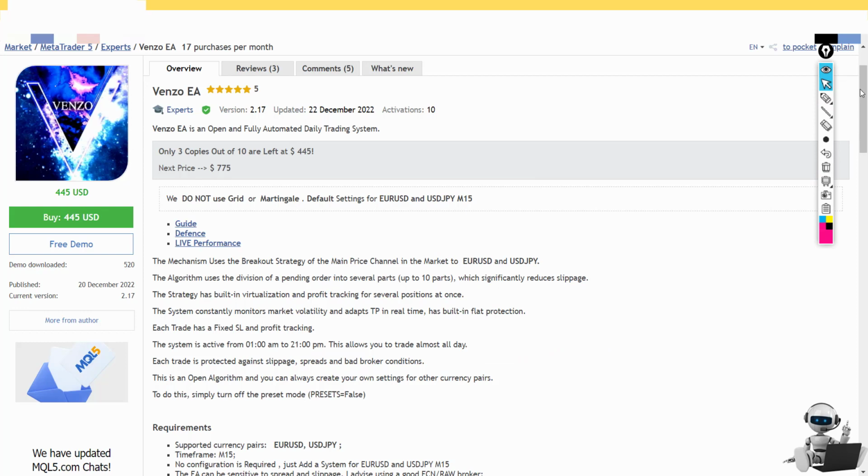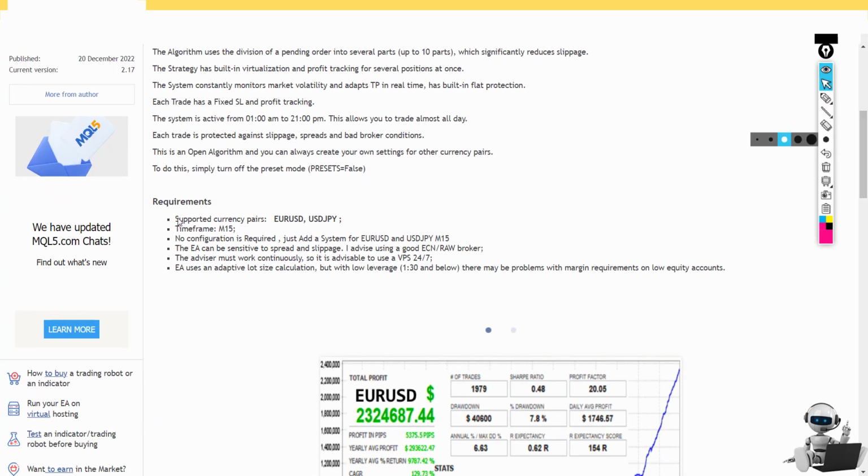So for the setting, all you have to do is put it into the chart, and you need an ECN raw broker, and a VPS as well. It's important to have good leverage as well.